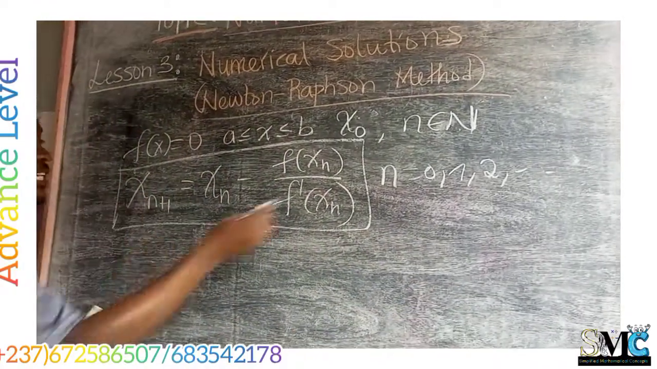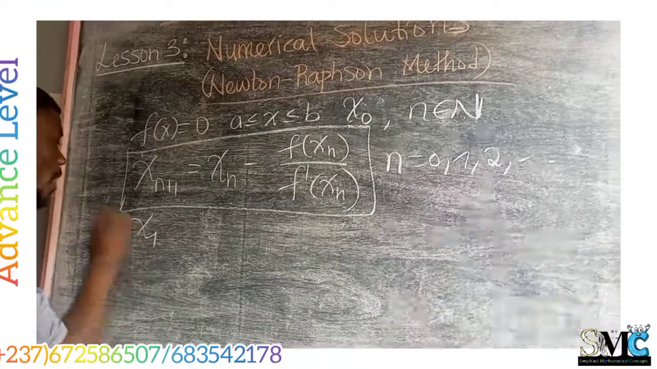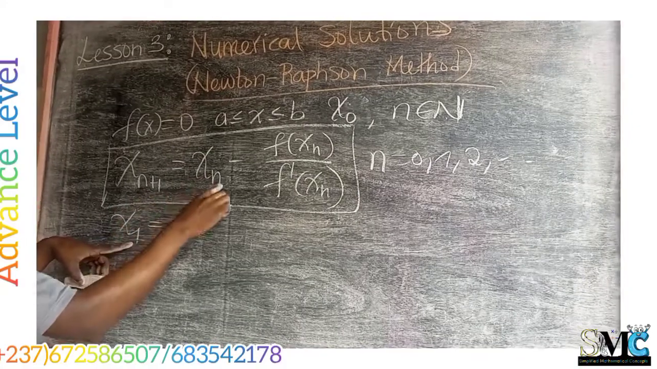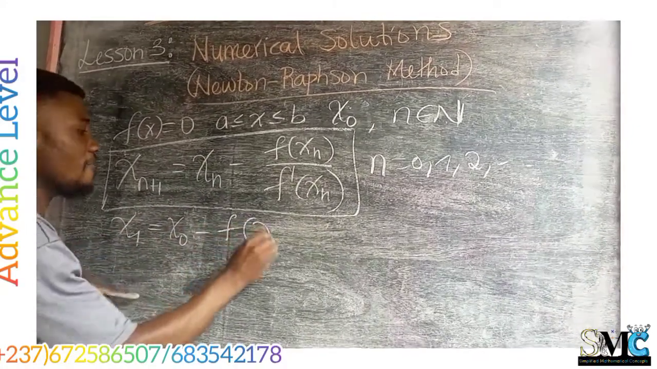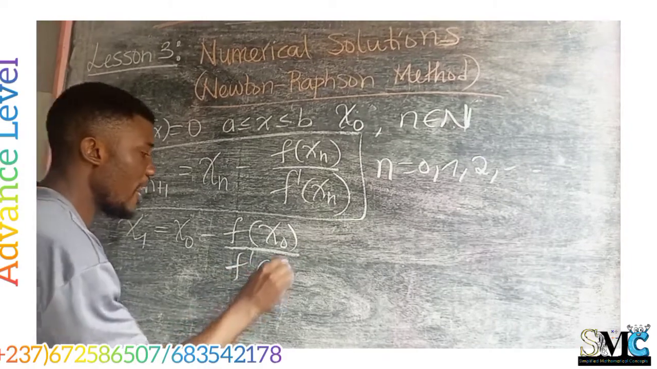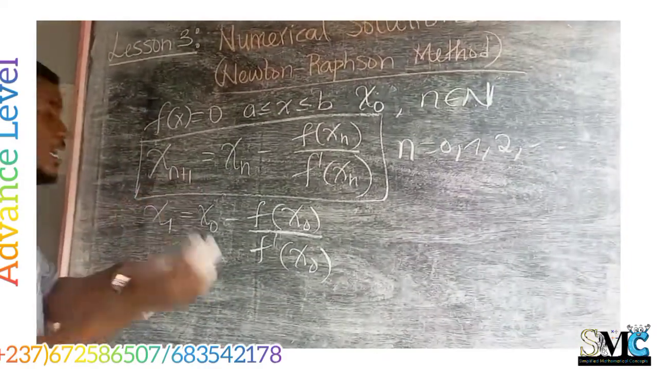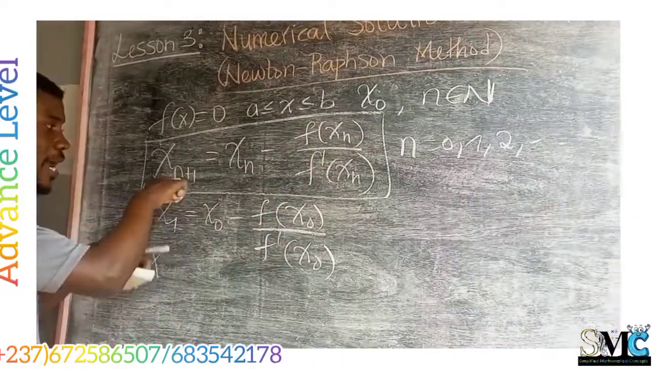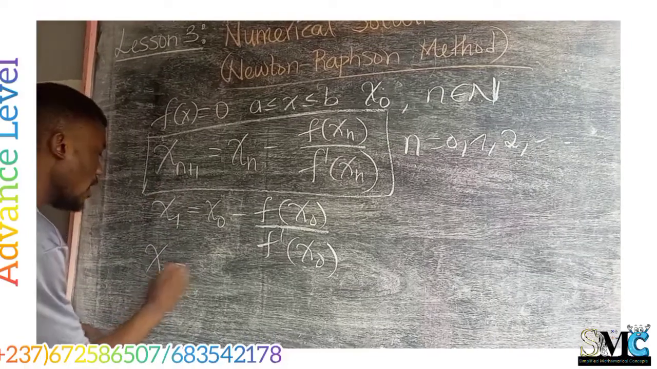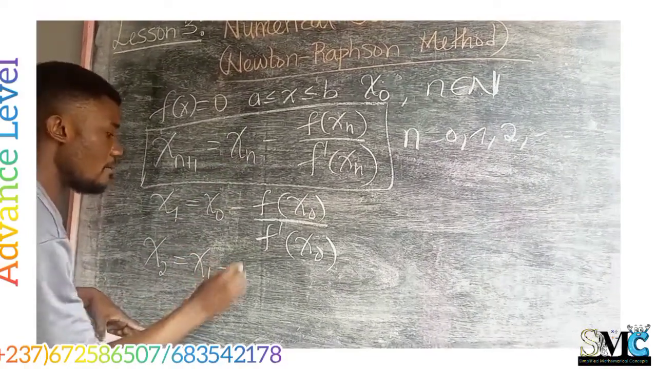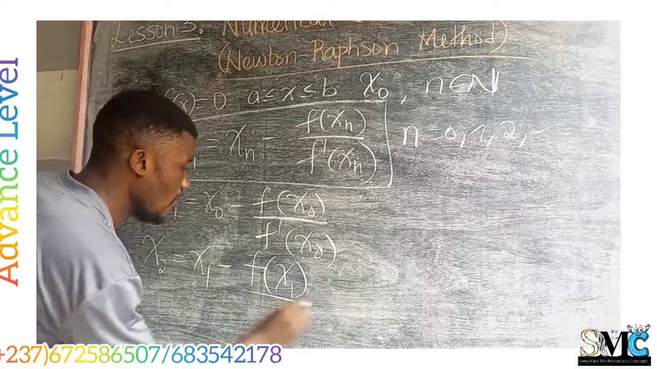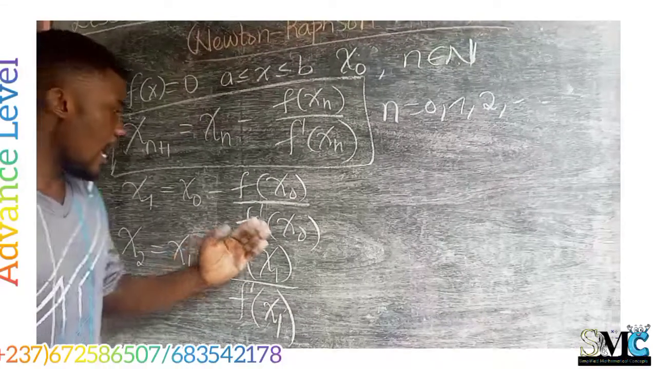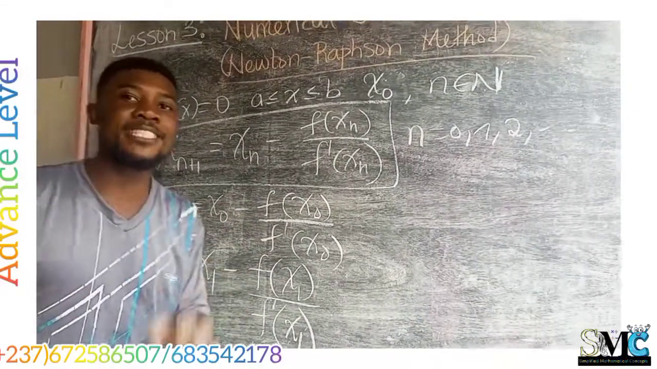So when n is 0, we are going to have x1 as the next approximation to x0, which, if you substitute 0 here, you have x1 equal to x0 minus f of x0 all over f prime of x0. If you want the third root or approximation, when n is 1, you put 1 here, you're going to have x2, 1 plus 1, which is 2, equal to x1 minus f of x1 all over f prime of x1. Each of these is called an iteration.